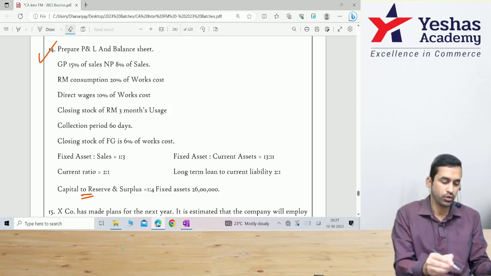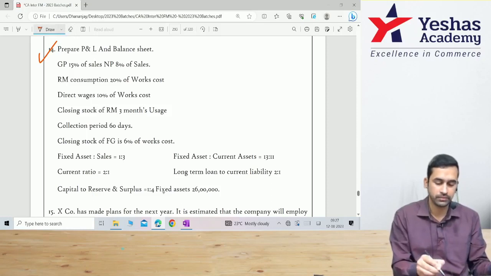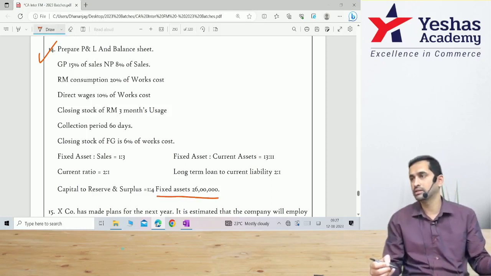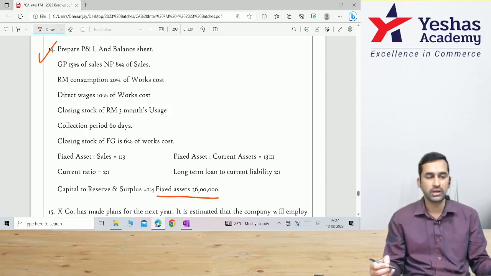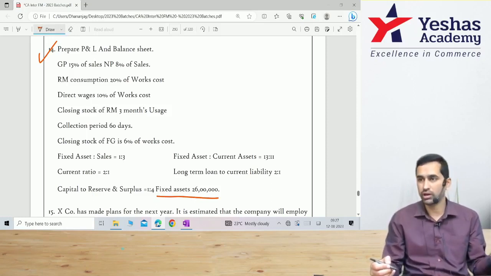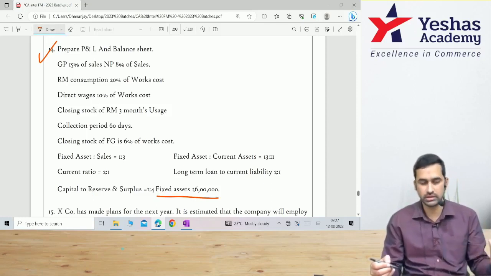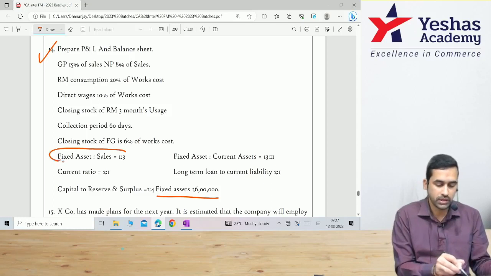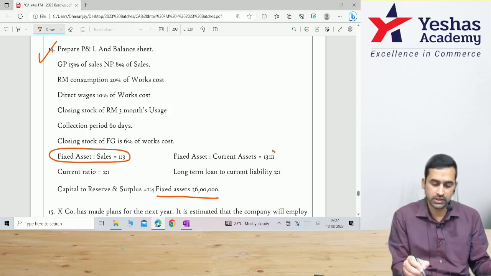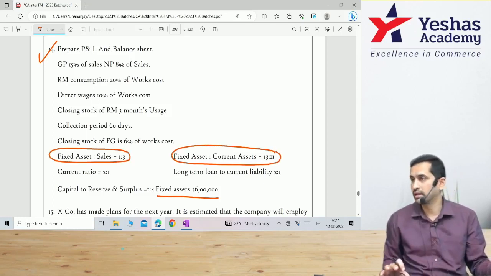By the way, capital plus reserve is called shareholders' fund or net worth. Finally, the only one number that is available is fixed asset, 26 lakh. Now tell me, I've read the whole question. What all can be calculated using fixed asset? Fixed asset to sales, I can get sales.